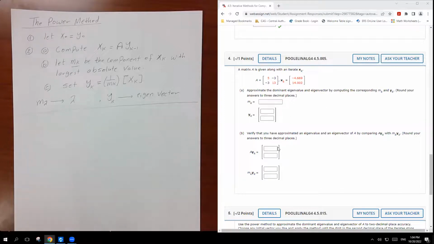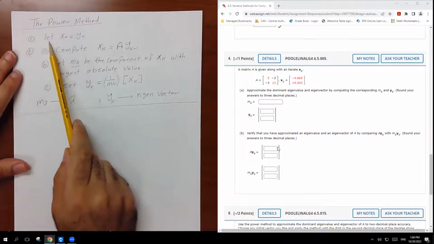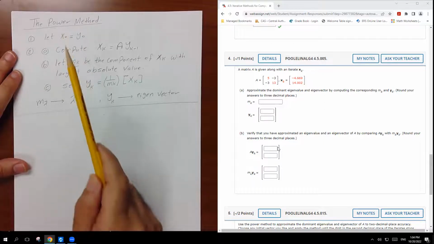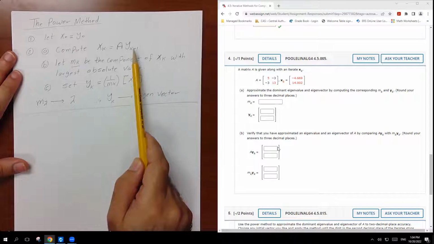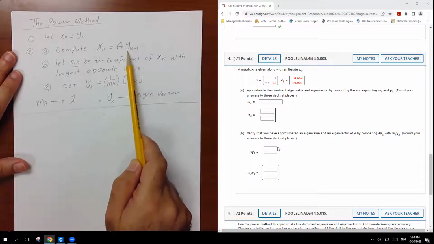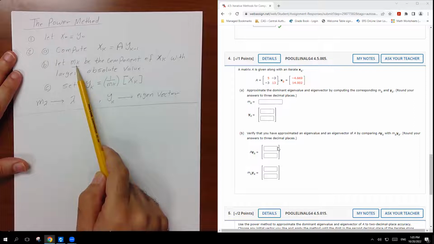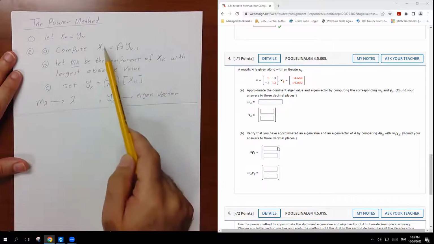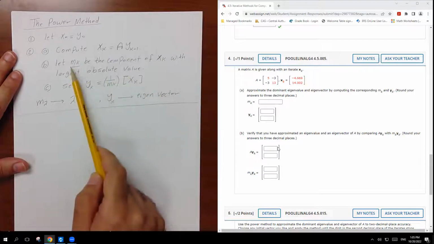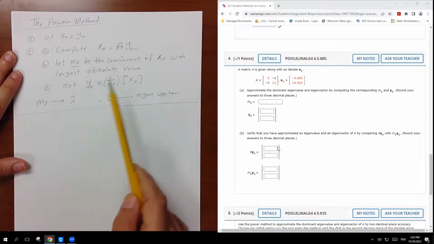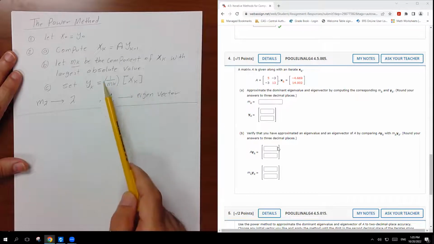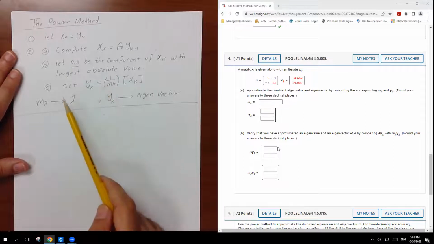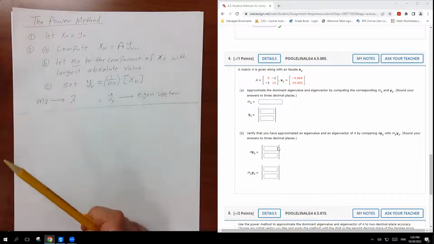So here are the steps for the power method. Always, we're going to let x naught equal y naught. Then we're going to compute xk, which is A times yk minus 1, meaning the previous y. Then we let mk be the component of xk with the largest absolute value. Then we find yk by 1 divided by mk times xk. This is going to be the dominant eigenvector, and mk is going to be the dominant eigenvalue.